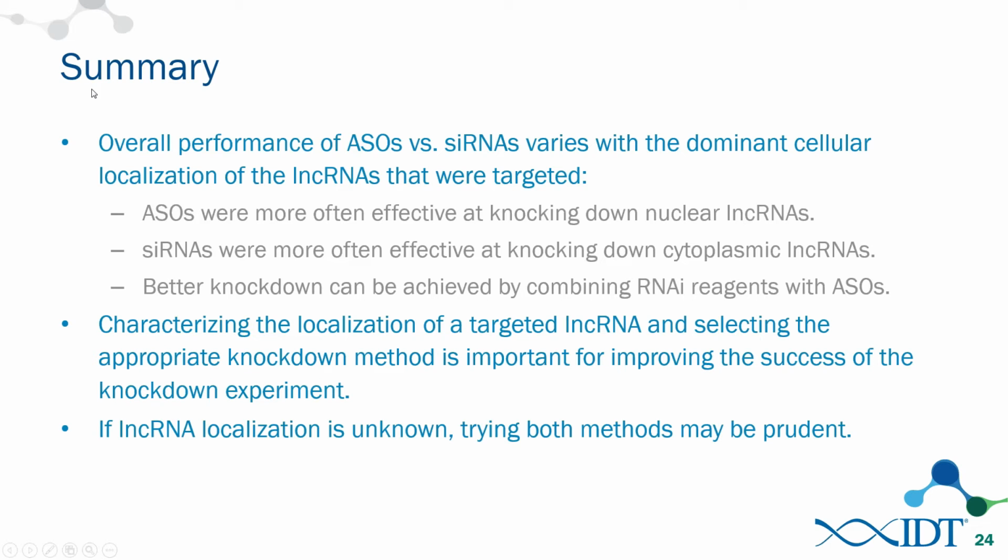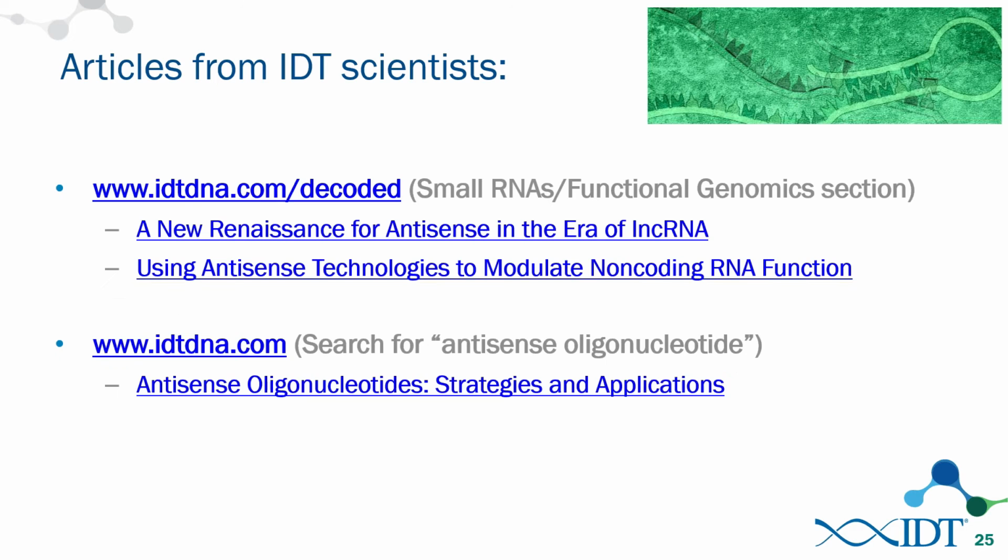But overall, if your long non-coding RNA is dual localized, the antisense might have worked a little bit better at the high doses. But this kind of shows us how important it is to characterize the localization in order to have a successful knockdown experiment. And if you're unable to characterize the localization of your long non-coding RNA, you may need to try both methods to see which one works better for your target.